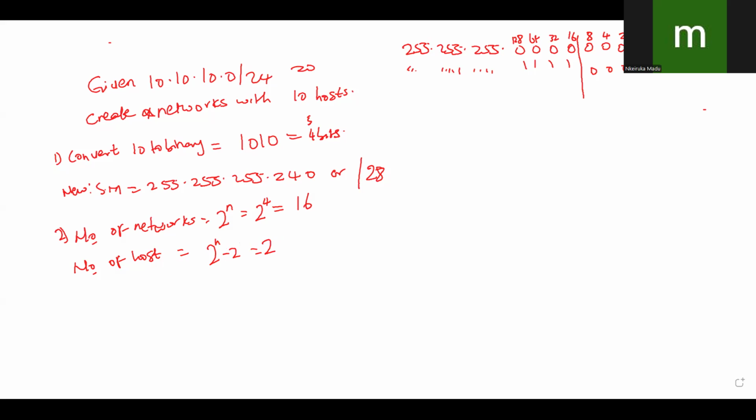What is my h? H is going to be 4, the turned off bits, yes. So this will give me 14. If I do the math, 2 raised to power 4 is 16, and 16 minus 2 is 14. So each network we are going to create is going to have 14 hosts. When you hear hosts, it means valid IP addresses. So we are going to have 14 valid IP addresses in each of the networks we are going to create. Ask your questions.